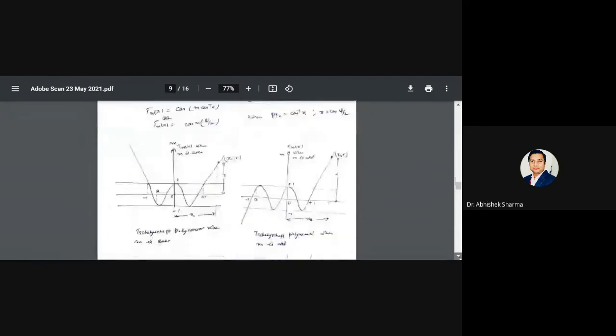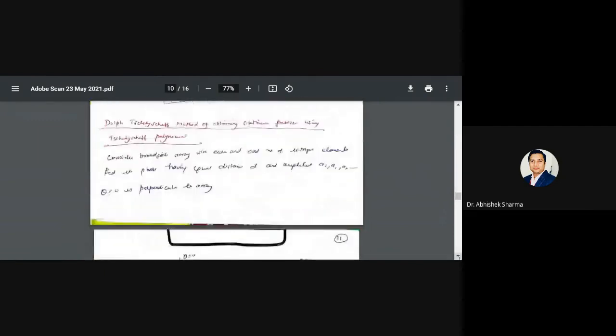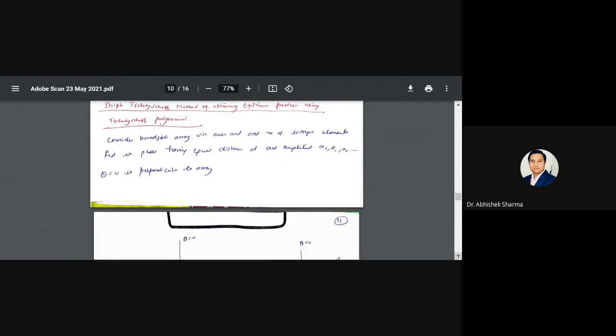Now the second part is the Dolph-Chebyshev method of obtaining the optimum pattern using Chebyshev polynomial. Now second is to obtain an optimum pattern. Now this is very important. This has been there in the examinations, in previous examinations this has been covered. To find out the optimum pattern at which your beam width will be minimum and directivity will be maximum.